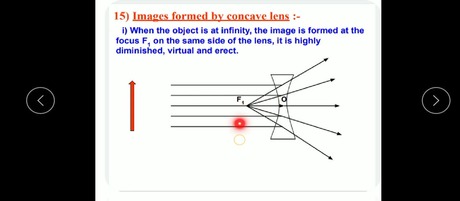When the object is placed at infinity, the image is formed at the focus F1 on the same side of the lens, and it is highly diminished, virtual and erect. Virtual and erect is the nature of the image, the size of the image is highly diminished, and the position of the image is at focus F1.